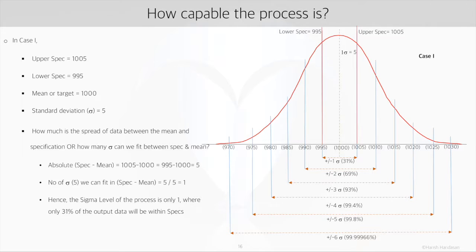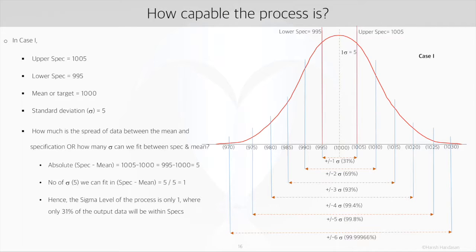Now let's relook at the first case. The specs are 995 and 1005. So on either side of the mean, which is 1000, the producer has a tolerance of 5 ml in which all the products should lie. But in this case, due to higher variation or standard deviation of 5, only 31% of the process output is lying in this range.